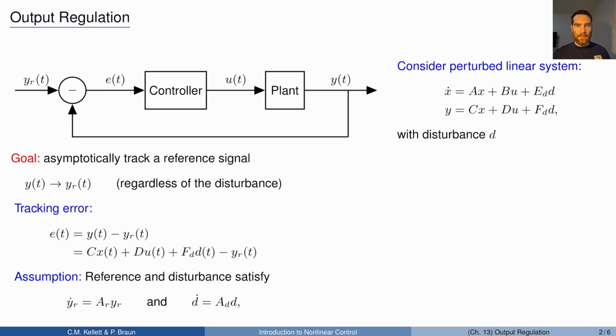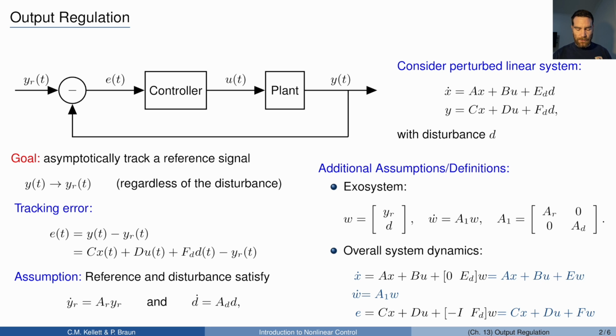In output regulation we will rely on the following assumption, meaning our reference signal can be written as a linear system of the form here, so expressed through a matrix AR, and we also assume that our disturbance follows a dynamical system, a linear dynamical system of the form shown here.